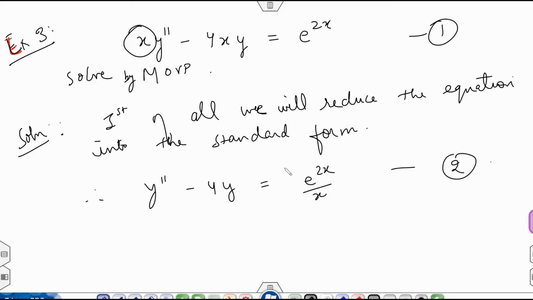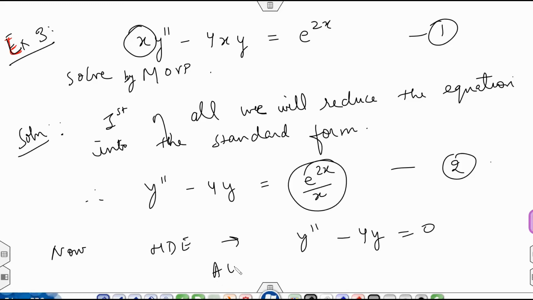So here you can see that my p(x) is 0, q(x) is minus 4, and this is my r(x). Now the homogeneous differential equation is given by y double dash minus 4y equal to 0. So the auxiliary equation is given by m square minus 4 equal to 0. This implies m is equal to plus minus 2. So my yg will be c1 e to the power 2x plus c2 e to the power minus 2x. So this is my equation number 3.